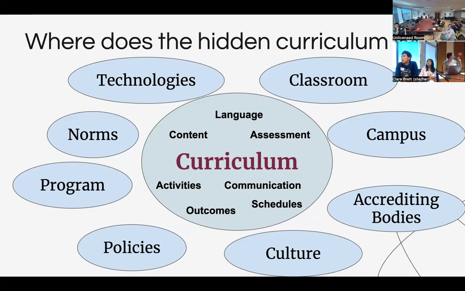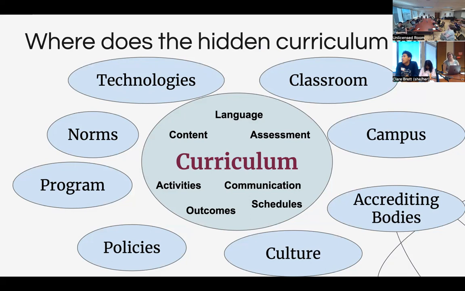It lives in our assessments, as we just discussed. It lives in the course content. So whose voices appear in our courses? What different cultures contribute to the body of knowledge that we're sharing in our courses? Where does this knowledge come from? How is it produced? That's very much part of the hidden curriculum.